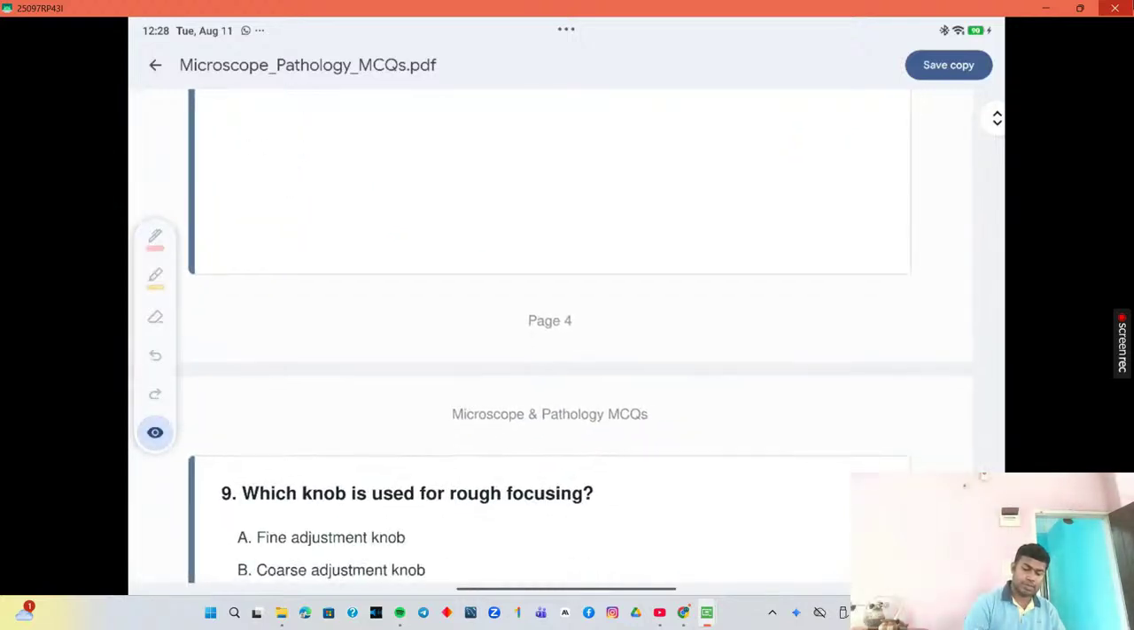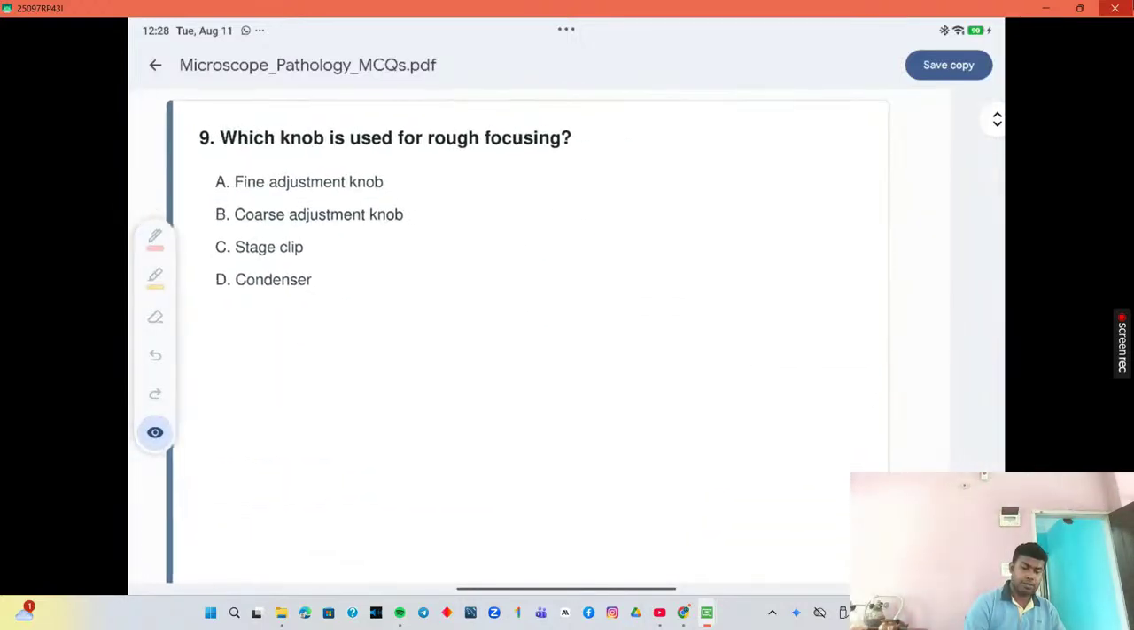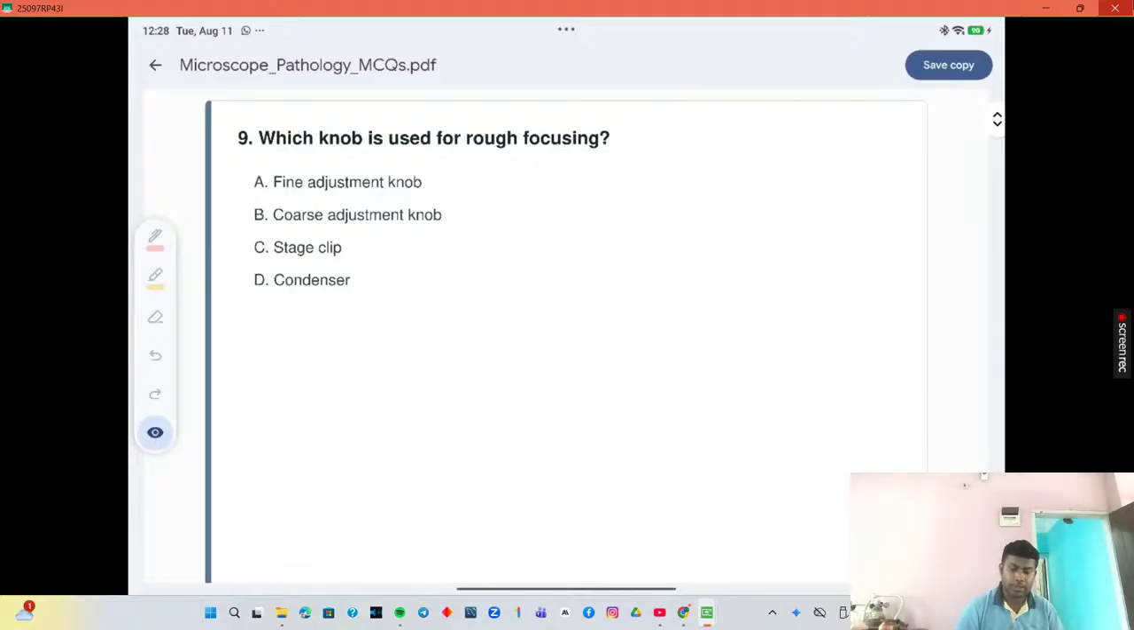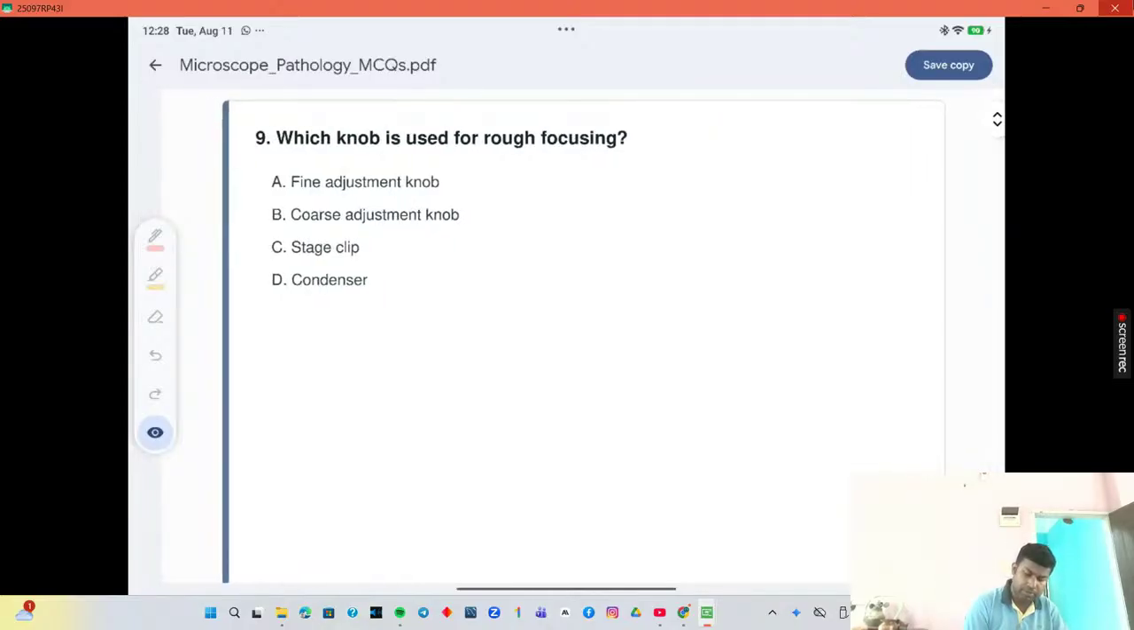Now, the next question is, which knob is used for rough focusing? And the answer of this question will be coarse adjustment knob.